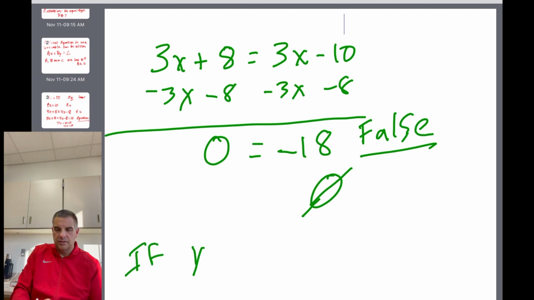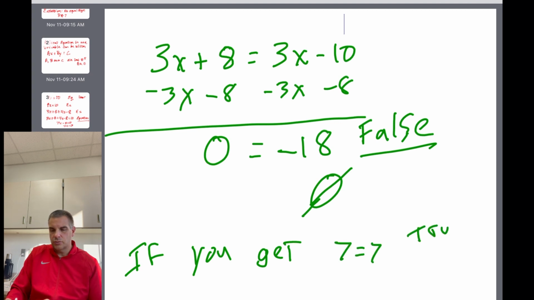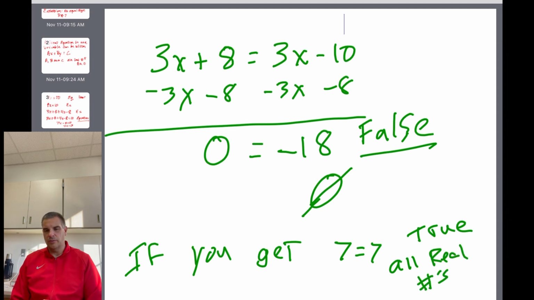If you get something like 7 equals 7, that's true. If you get that true statement, then it's all real numbers. That is your solution set for that. Anything you put in there for the x value is going to work when you do these. Right? So that's solving equations. And again, this is something you've done before.